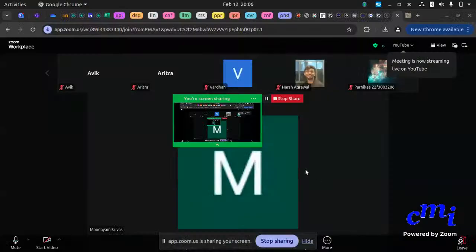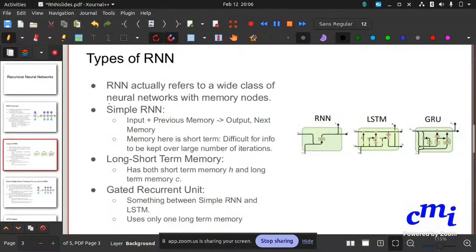Okay. Go ahead, Diganta. Shall I? Yeah, I'll just start screen sharing. Let's see if my screen is visible. Is this visible? Yes. Yeah, yeah.